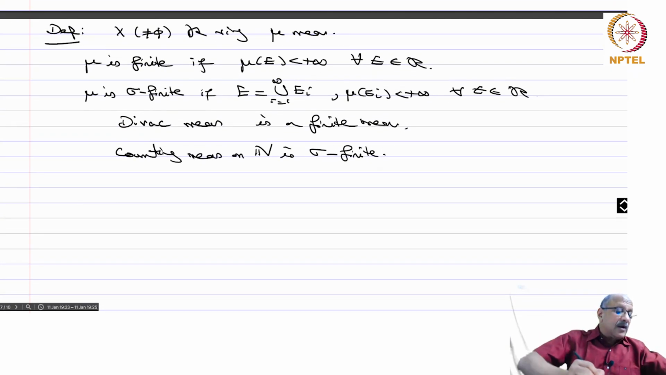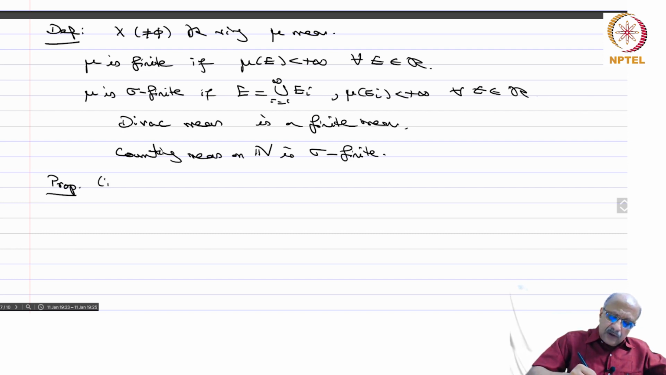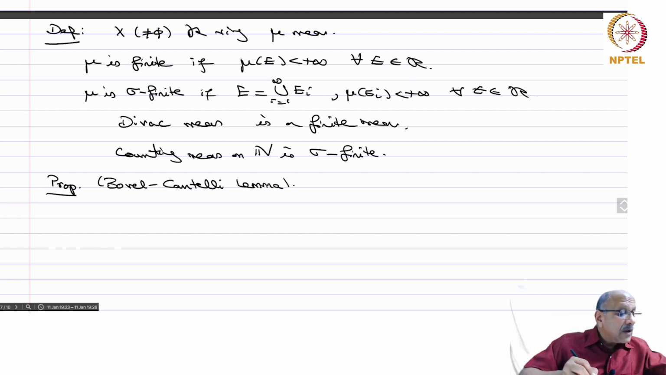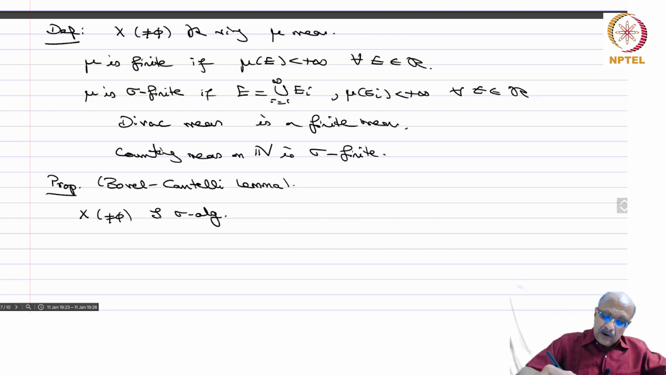So now we conclude with a very useful result which we will use later, but it's a very pretty result. So proposition, this is called the Borel-Cantelli Lemma. Very nice result. So X non-empty, you have S a sigma algebra. It's not very important, but I'm just stating it because that's how we will use it all the time, and then mu a measure.